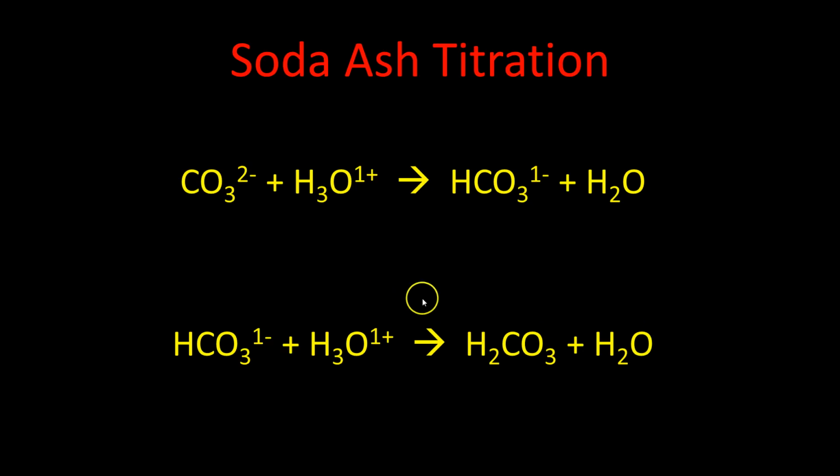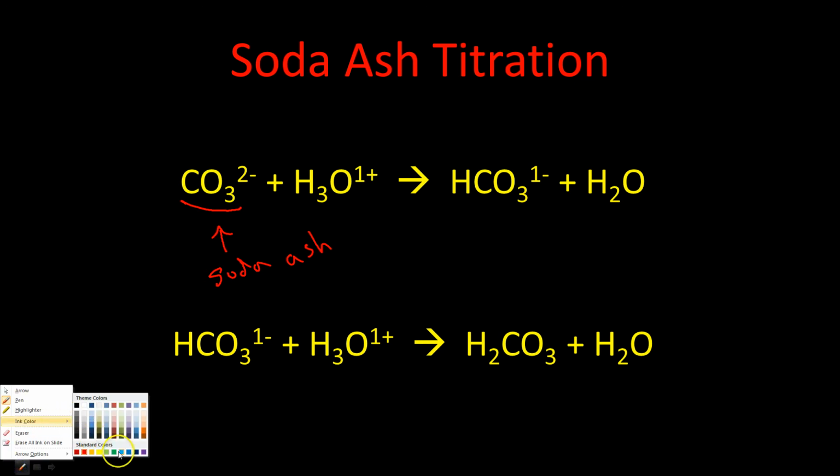So the soda ash titration, we're dealing with carbonate here, and this carbonate is what we call soda ash. We're going to be titrating it with acid. This is going to be just like we did with the KHP in the first experiment, but there we titrated with a base. In this case, our titrant is going to be a strong acid.